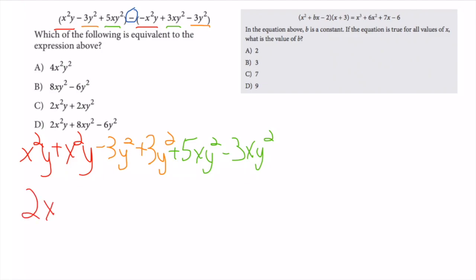So here I have 2 x squared y's. Okay, my orange ones I have a negative 3 and a positive 3, so they cancel. And then here I have positive 5 minus 3, so I'm left with 2 xy squared. So C is my correct answer.